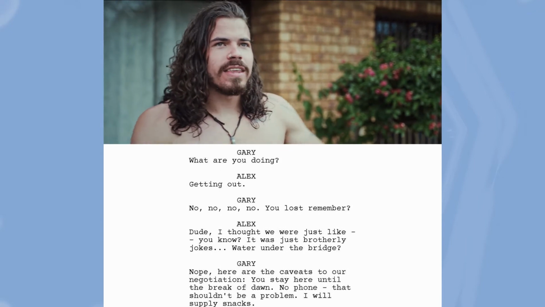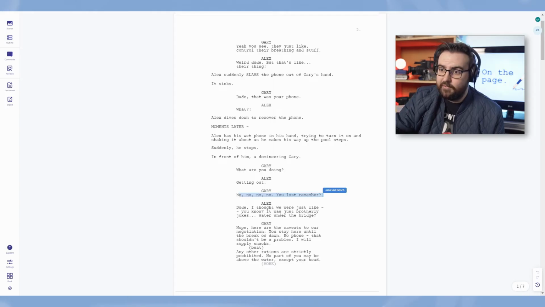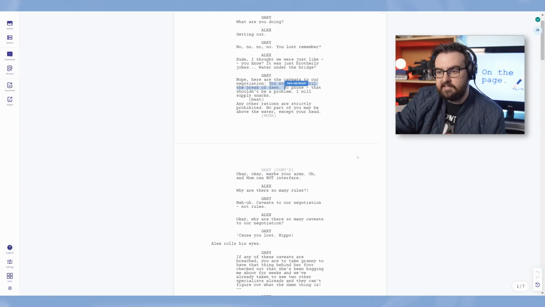Nope. Here are the caveats to our negotiation. So the opposition of Surface Tension is when Alex tries to leave the pool, but no, he lost, remember? Gary was serious about the game, and now Alex has to stay in the pool until the break of dawn. It's not just the opposition to encountering the inciting incident, it's also the refusal of the call when Alex tries to bargain.